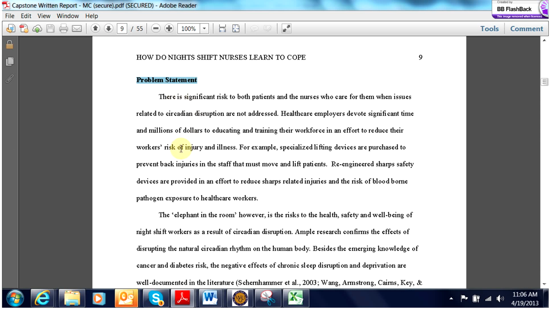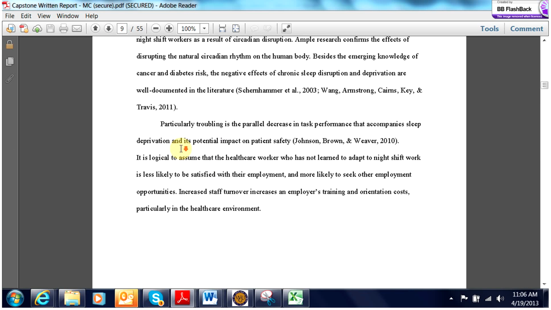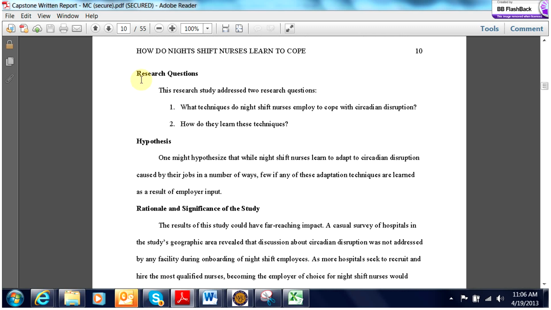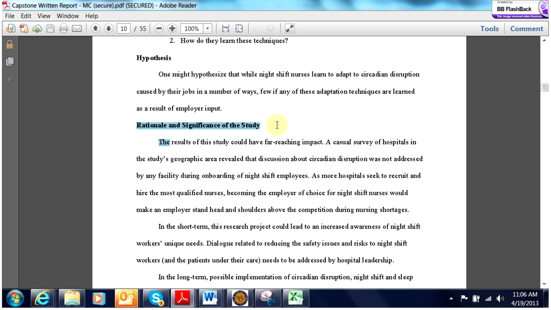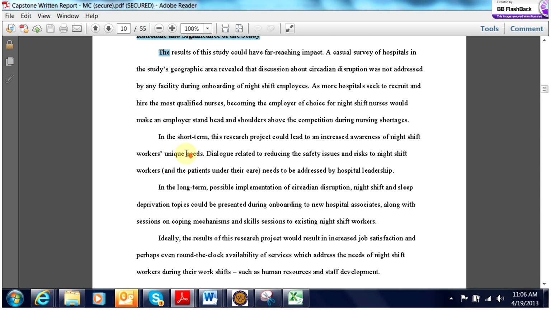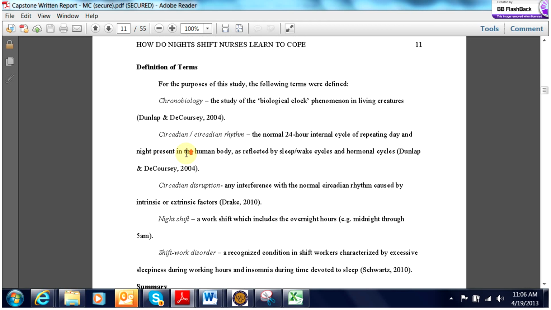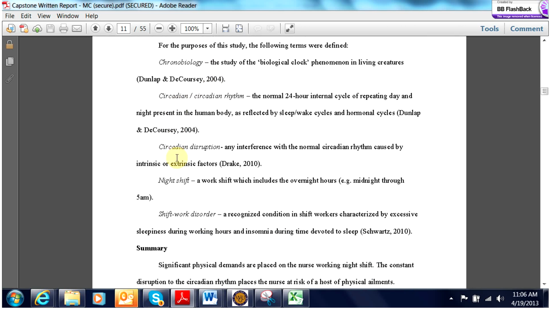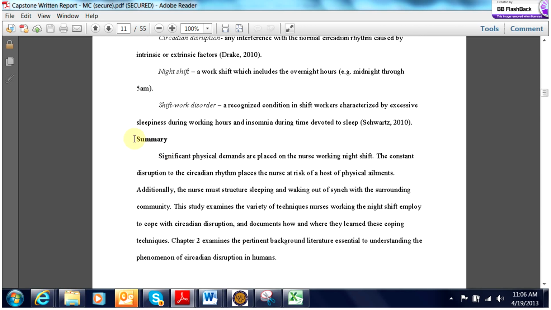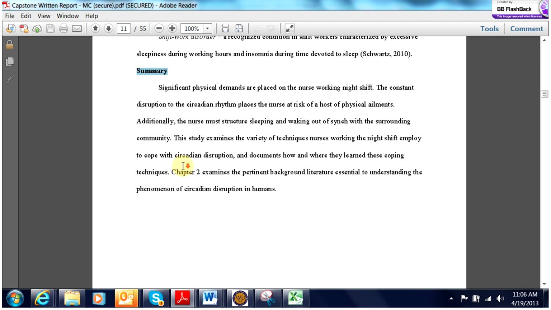But she states her problem statement in her introduction, and then she even states her research questions, so what she was focusing on. The rationale and significance for the study, I kind of want you to ignore all these headings. You'll be guided to them in Capstone, but just so that you see what she's doing here in an introduction. She had a complex topic, so she chose to define some of the terms so that people, when they were reading, would not be confused. And at the end of her introduction, she had a summary.